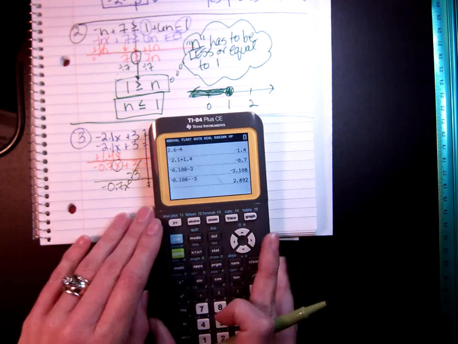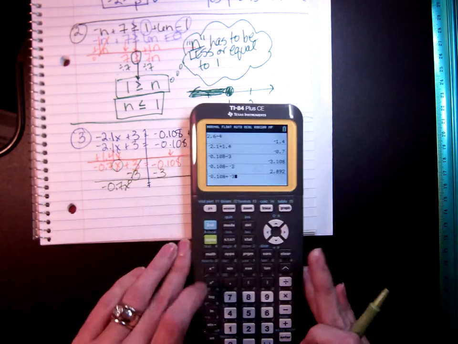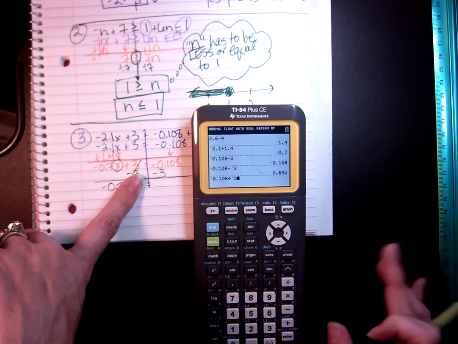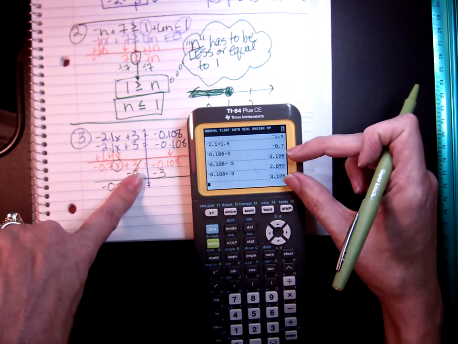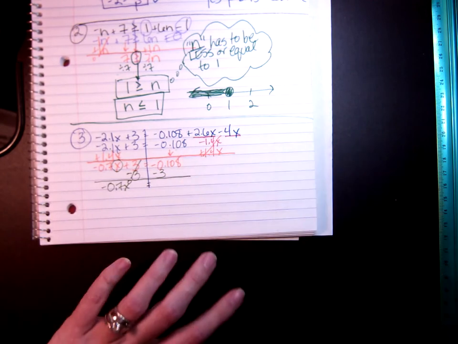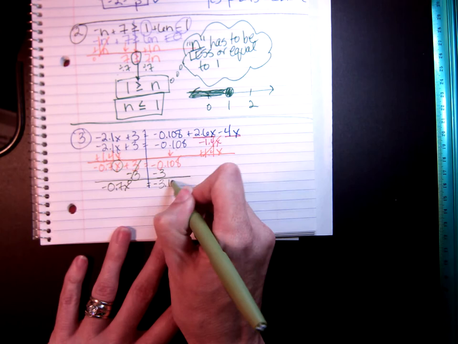We have talked about negative 0.108 plus negative 3, right? If you read this negative 0.108 and negative 3, then that's totally okay. That's going to give us the same correct value that we want to work with. Okay, so negative 3.108.